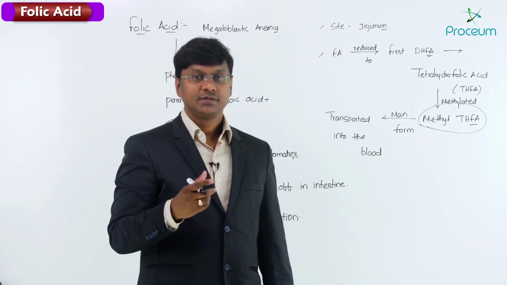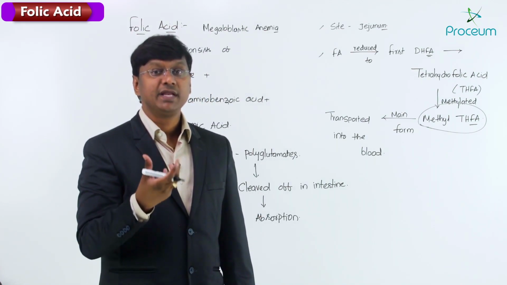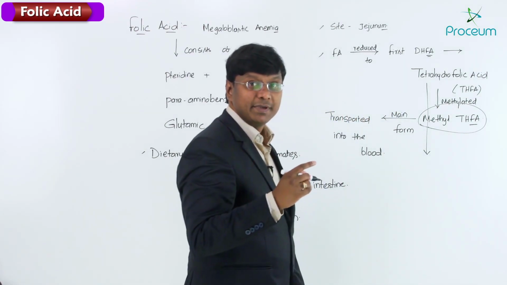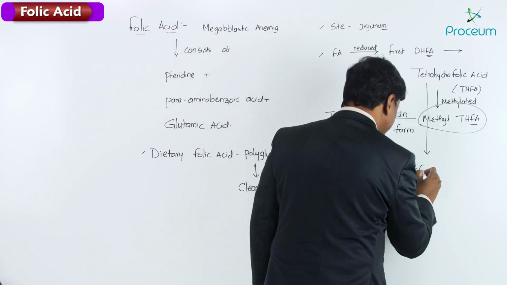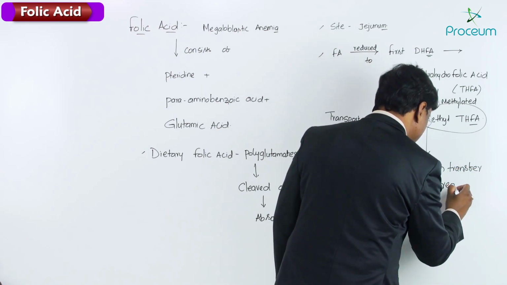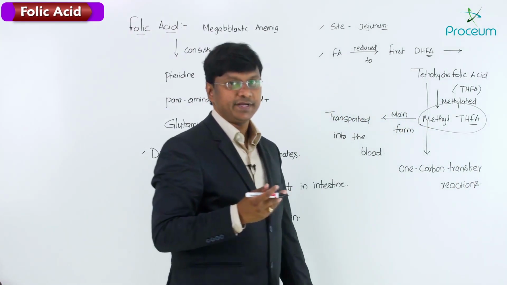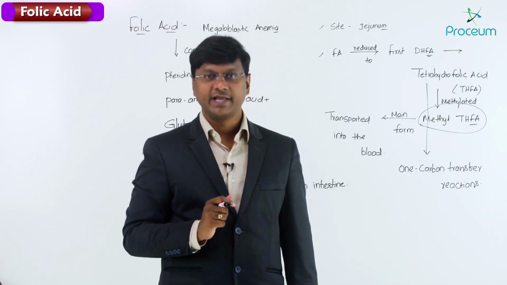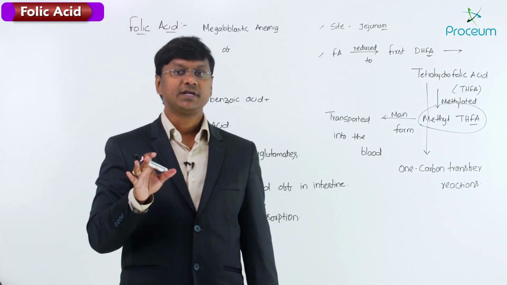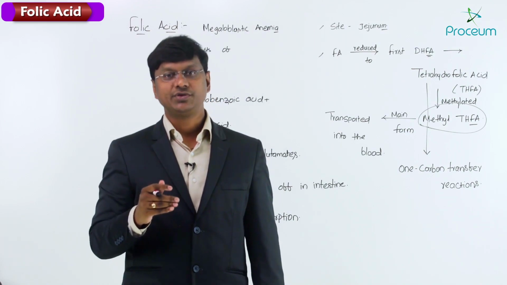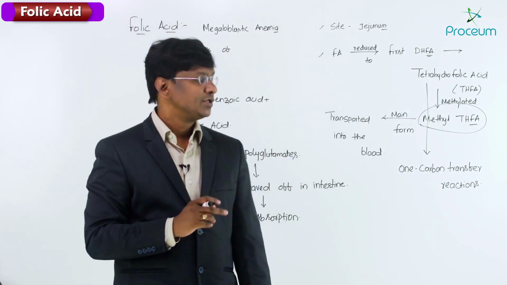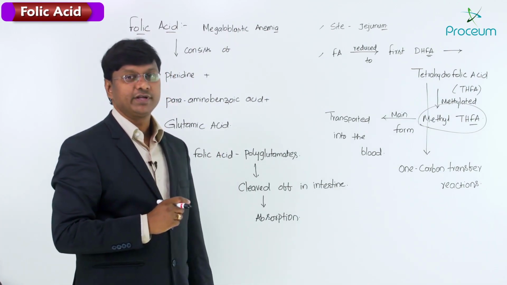Now, the importance of tetrahydrofolic acid is that it participates in many one carbon transfer reactions. What are some of these one carbon transfer reactions? Very important among these is the conversion of homocysteine to methionine, with vitamin B12 as an intermediary carrier. Let me tell you about these one carbon transfer reactions in which tetrahydrofolic acid is very much required.